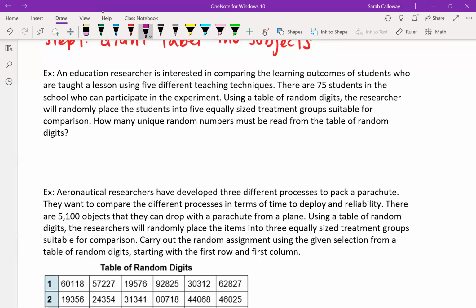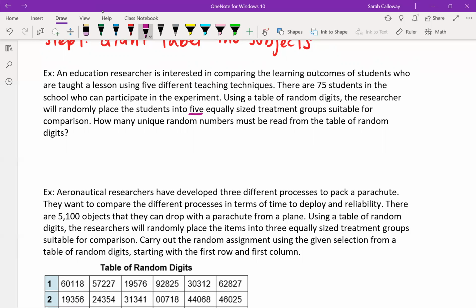Okay, so next example, an education researcher is interested in comparing the learning outcomes of students who are taught a lesson using 5 different teaching techniques. There are 75 students in the school who can participate in the experiment. Using a table of random digits, the researcher will randomly place the students into 5 equally sized treatment groups suitable for comparison. How many unique random numbers must be read from the table of random digits?